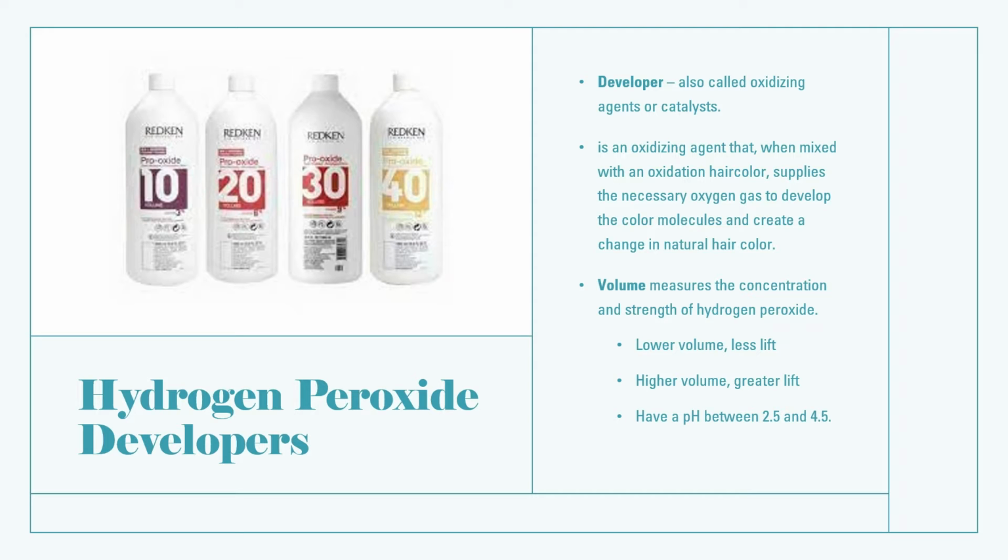Volume measures the concentration and the strength of the hydrogen peroxide. Lower volume, less lift. The higher the volume, the greater the lift. It also has a pH between 2.5 and 4.5. Again, you can go from a 10 volume all the way to a 40 volume. And a developer is also called an oxidizing agent or a catalyst.